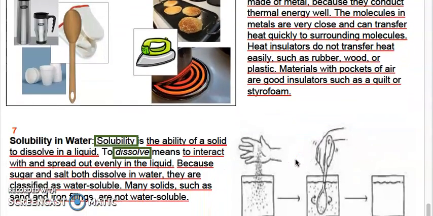And last is number 7, solubility in water. Solubility is the ability of a solid to dissolve in a liquid. To dissolve means to interact with and spread out evenly in the liquid. Because sugar and salt both dissolve in water, they are classified as water soluble. Many solids, such as sand and iron filings, are not water soluble.